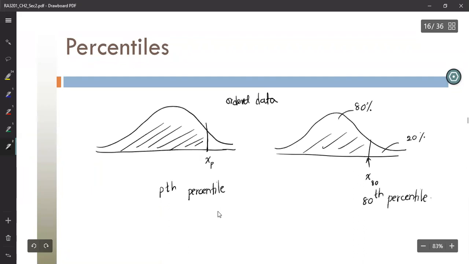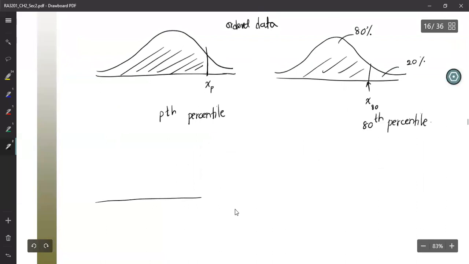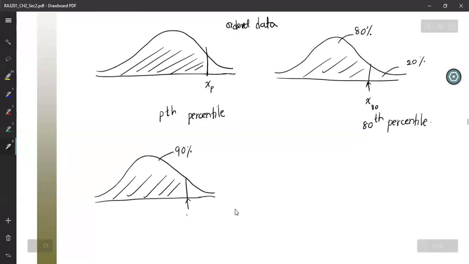Again, this is the ordered data. So for ordered data, if you can find a point so that 80% of data fall to the left of it, you call that point the 80th percentile. Now tell me this one. In your observations, you can find a point so that 90% of observations are to the left of it. What do you call it? What is the percentile? That's the 90th percentile. So what is the percentage to the right then? The rest should be 10%. So altogether you have all 100% of data. Is that clear?